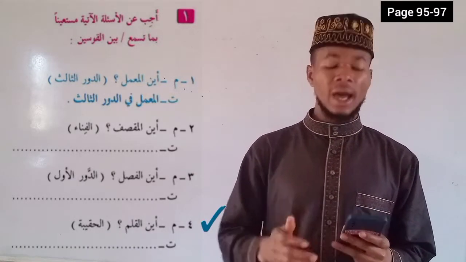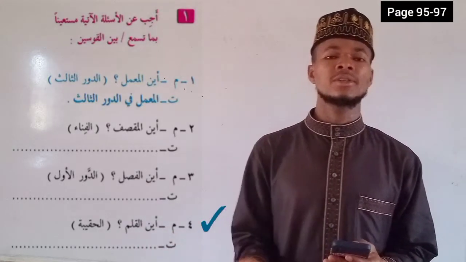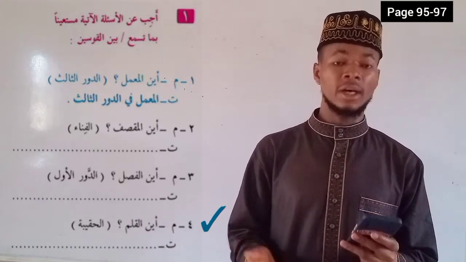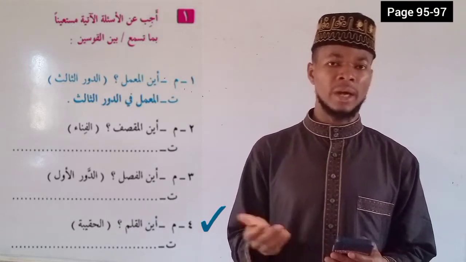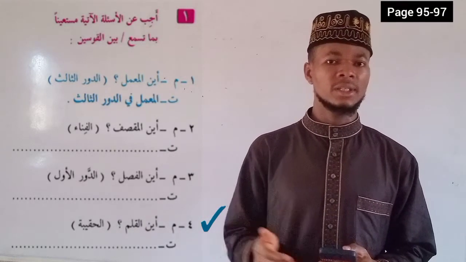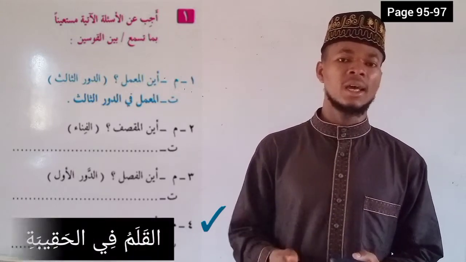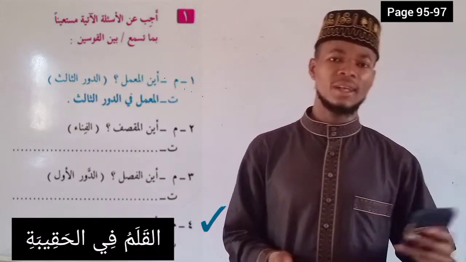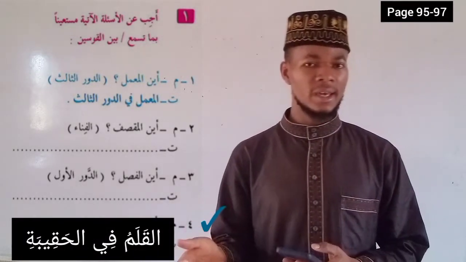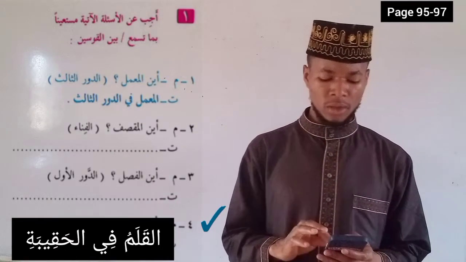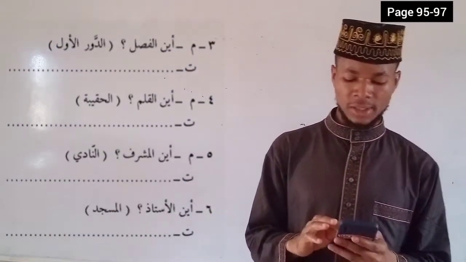So the next we have أين القلم? Where is the pen? And we have الحقيبة in the brackets, the bag, meaning the pen is in the bag. So here we see القلم في الحقيبة, the pen is in the bag. So this is how we complete this exercise.